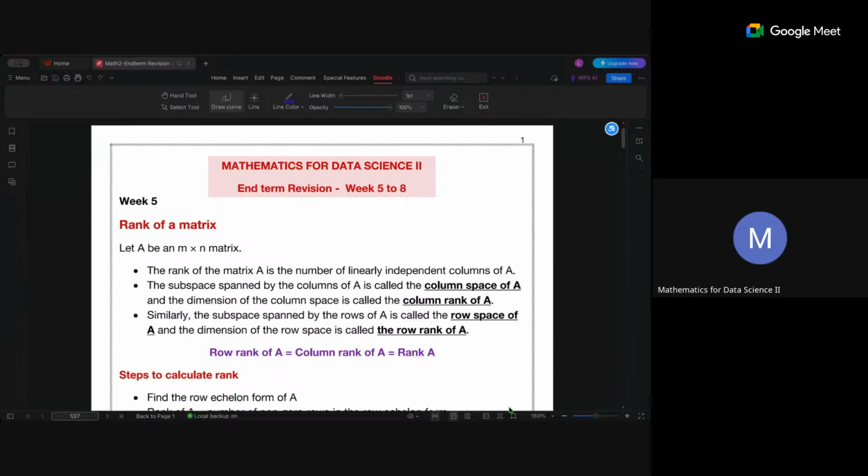Okay, so in today's session, we are going to cover week 5 to week 8. In week 5, we will start with what is the rank of a matrix, right?